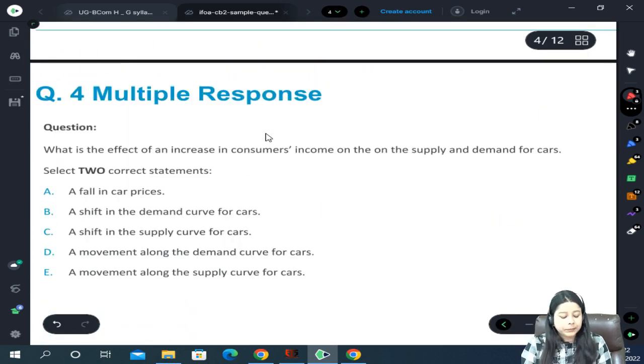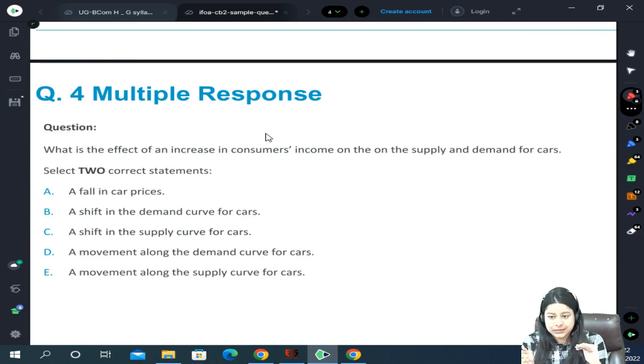Let's talk about multiple response. Now this is again something new. We have done multiple choice. Multiple choice is out of 4 or 5 options, any one is correct. Here, more than one option is correct.